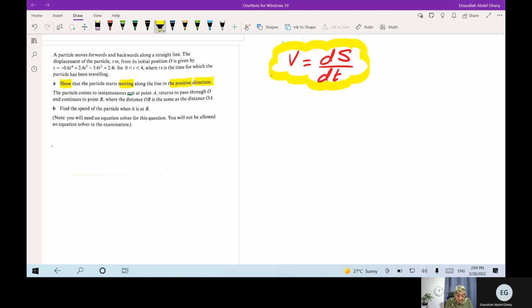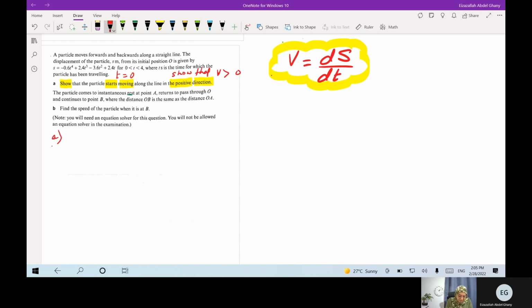As we know in math, every word has a meaning. Starts moving means you will substitute t equals 0. Positive direction, you have to show that velocity will be positive, because if velocity is negative, then you are going backwards. So now part A, let's go.